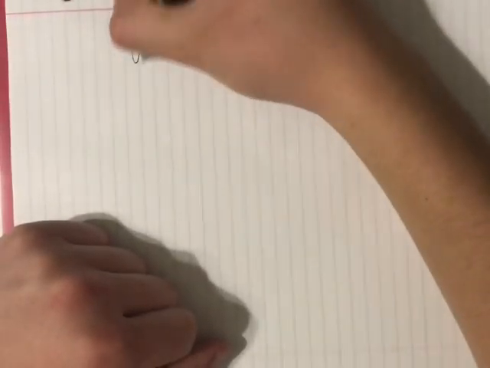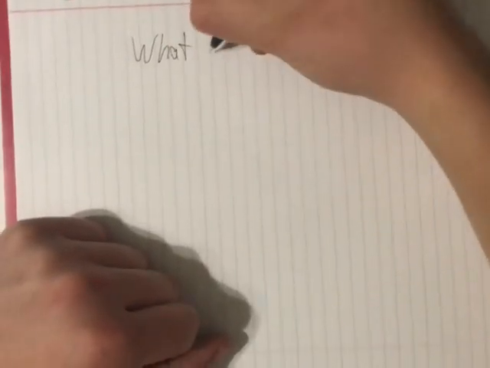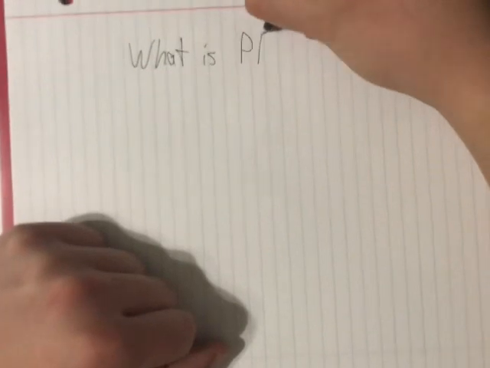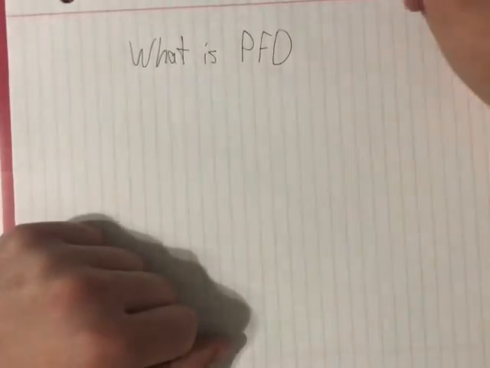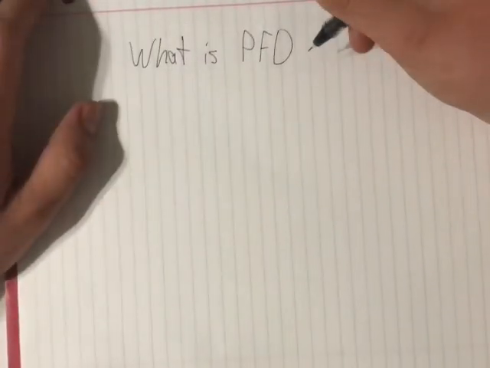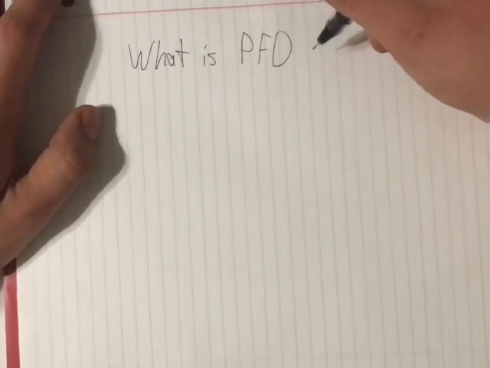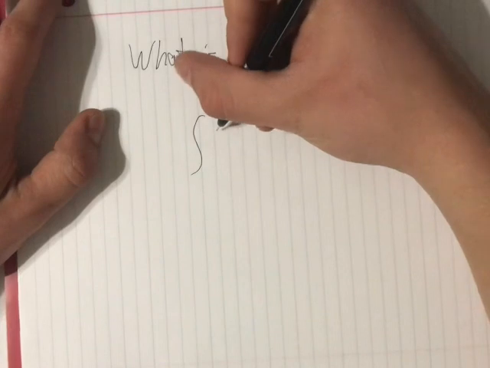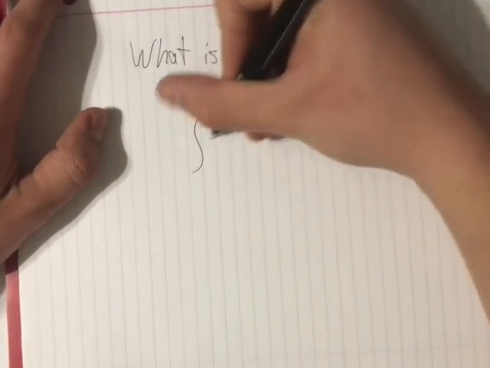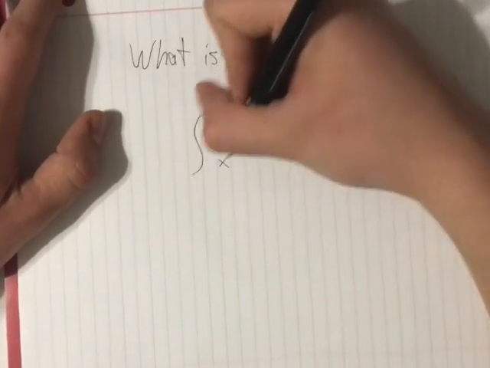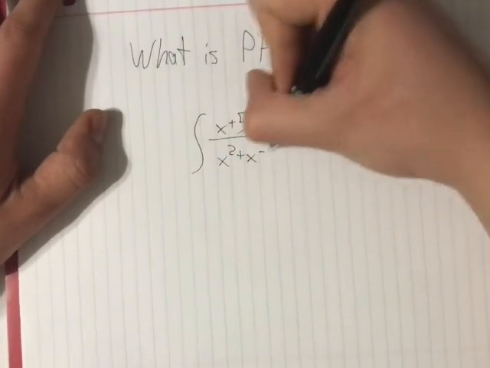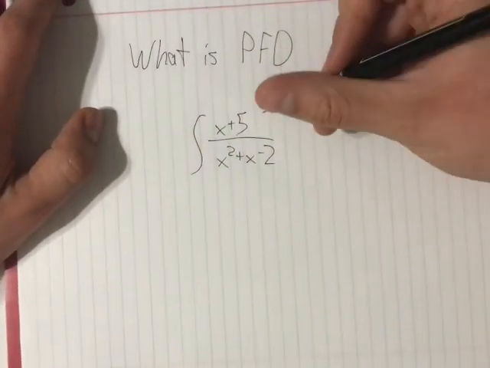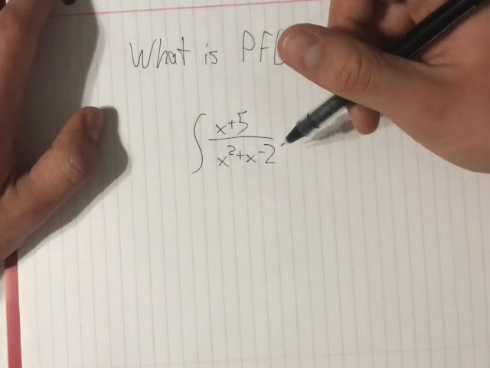Okay, so before we begin, you're probably wondering, what is partial fraction decomposition? Well, it's pretty self-explanatory. The name kind of gives itself away. But essentially, it is a way of integrating fractions. So, say for example, we have the fraction of x plus 5 over x squared plus x minus 2. Now, this is a totally solvable integral.